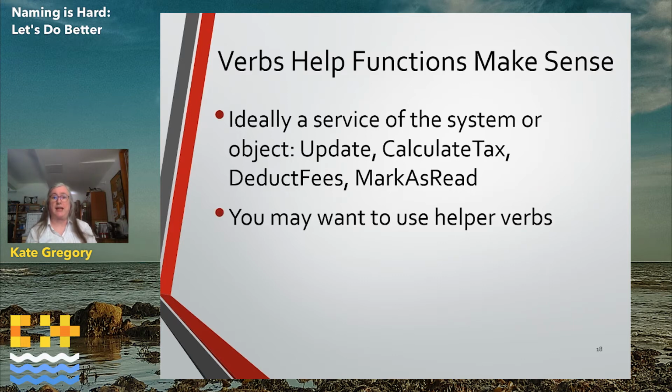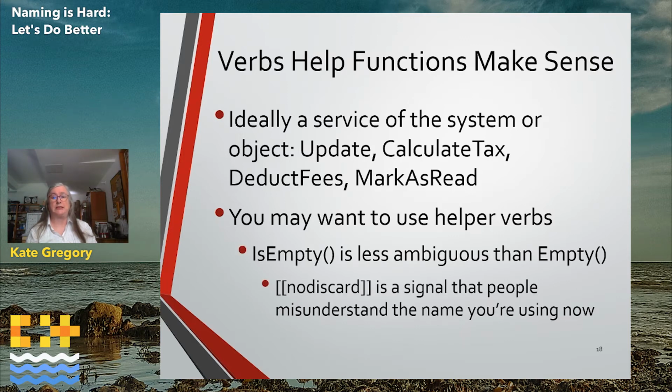If you don't have a verb, then look for helpers. Is is a good one. So is empty is less ambiguous than empty. Here's a tip. No discard is a wonderful thing, but if you need to put no discard on your function because people think it has a side effect and it doesn't, and they're supposed to be looking at the return value, then maybe your function doesn't have a very good name. Empty has to have no discard on it. Is empty probably doesn't. People know to look at the return.